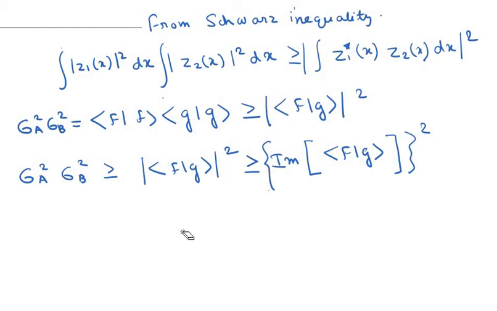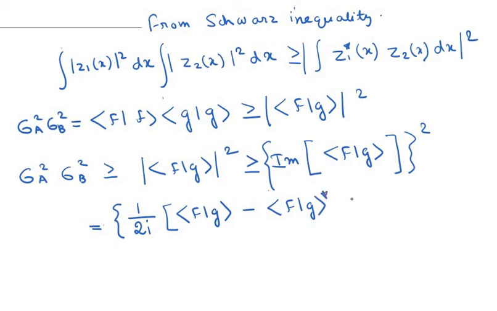Okay, so now the imaginary part of this number is basically equal to, we have to divide it by 2i actually, because when we subtract a number from its complex conjugate, we basically get a factor of 2. So fg minus the complex conjugate of fg.